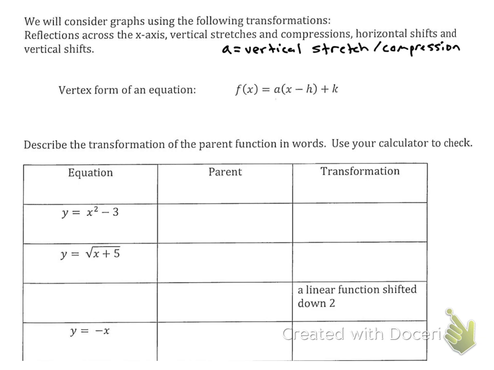Now, when we look at A, we always view the compression or stretch based on what it would be if it's a positive number. Okay, so put absolute value around that A. You'll see why as we do these. Okay. Next, if A is negative, that's going to reflect it across the x-axis. If A is negative, it reflects it across the x-axis, it flips it.